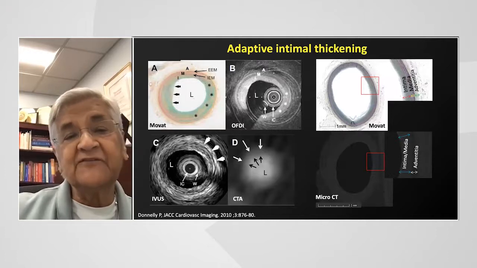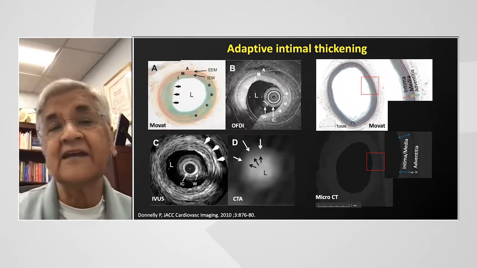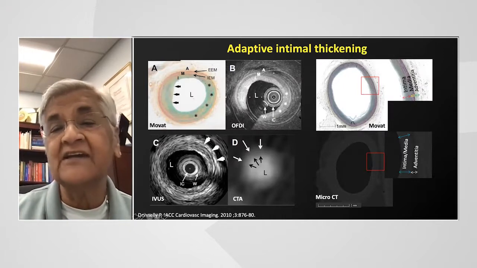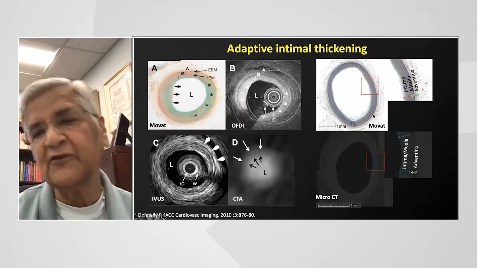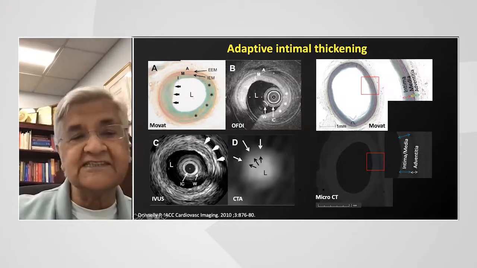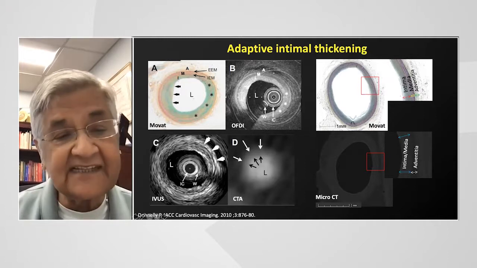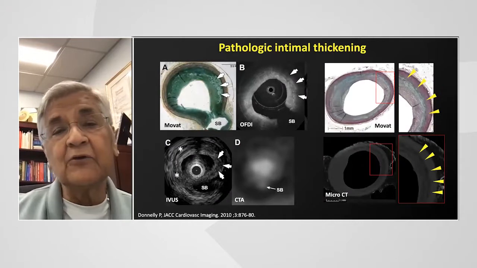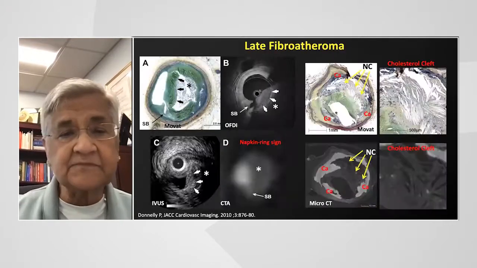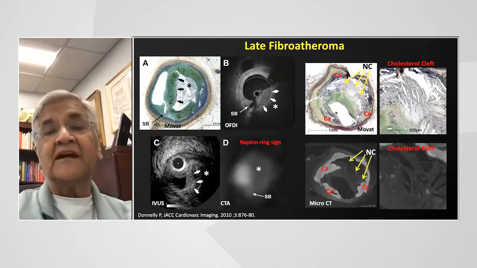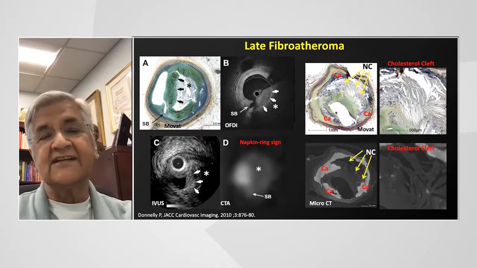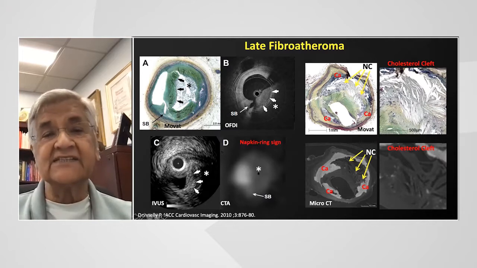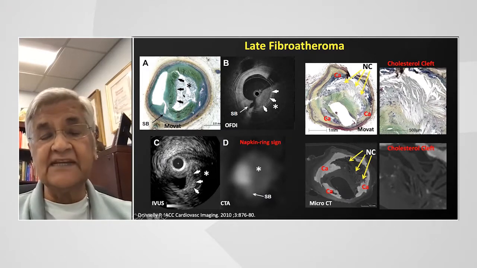So here's adaptive intimal thickening. Can we recognize all of these? I think by far OCT, OFDI, is the best way to recognize the arterial wall, and of course you can recognize it by micro CT. Some people have said even by IVUS you can recognize it, but I'm not convinced of that. Now, going on to late fibroatheroma, can we recognize these lesions? These are napkin ring lesions. Yes, you can easily recognize them, as you can see here.